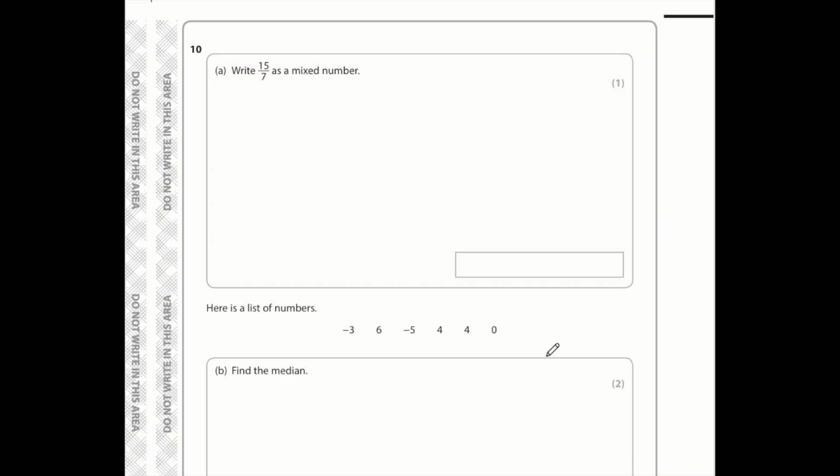Okay, 10a, write 15 over 7 as a mixed number. So this line of a fraction means divide. So the question is, what is 15 divided by 7? Well, how many 7s go into 15? Well, the answer is 2, and there is a remainder of 1, because 2 7s are 14, plus 1 is 15, so that's 2 and 1/7.